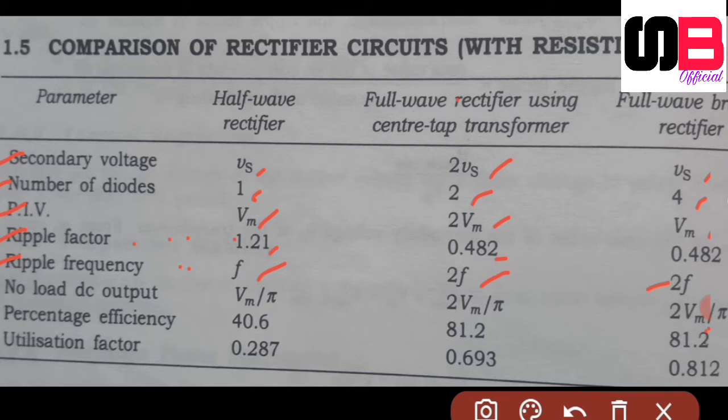Now, the no load DC output. The DC output voltage, the average voltage. In case of half wave, it is Vm by pi. In case of full wave, it is 2 Vm by pi. Also in case of bridge also.